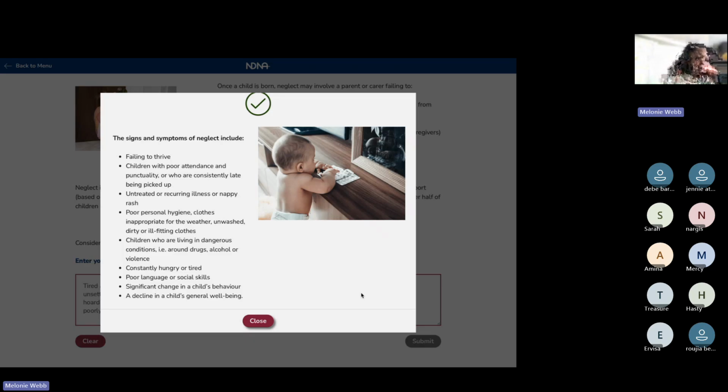But it's important to remember as well that all of these cases of neglect don't just happen in poor families or in families where the parents are doctors or the parents are middle class, for example. Cases of neglect can happen with any child.